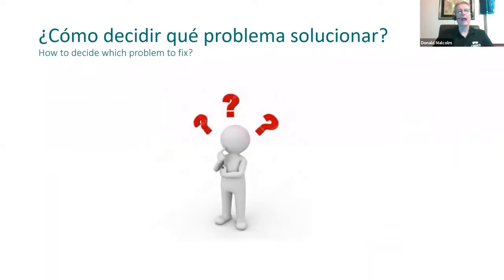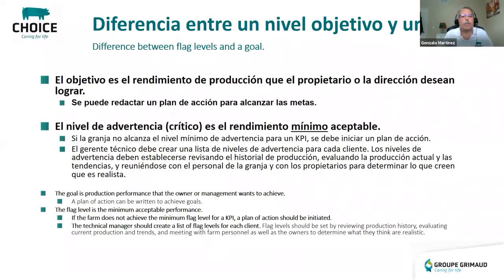So how do we make the decision of which problem to fix? What are the guidelines that we use to do that? So I want to talk about the difference between what we call flag levels and a goal. So the goal is a production performance that the owner or the management wants to achieve. It's a higher level of performance. And a plan of action can be written to try to achieve that goal.